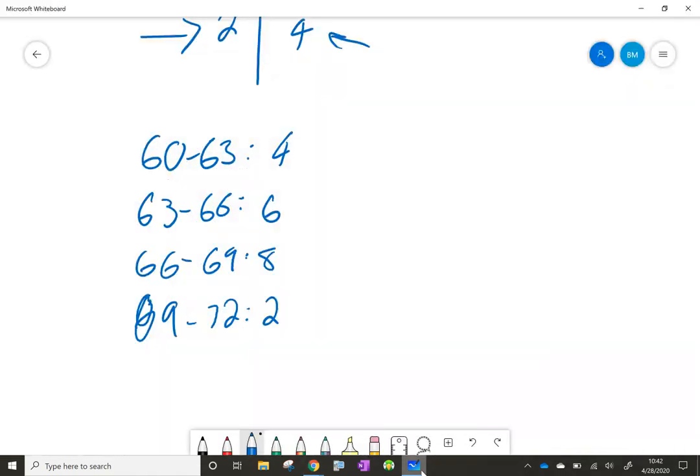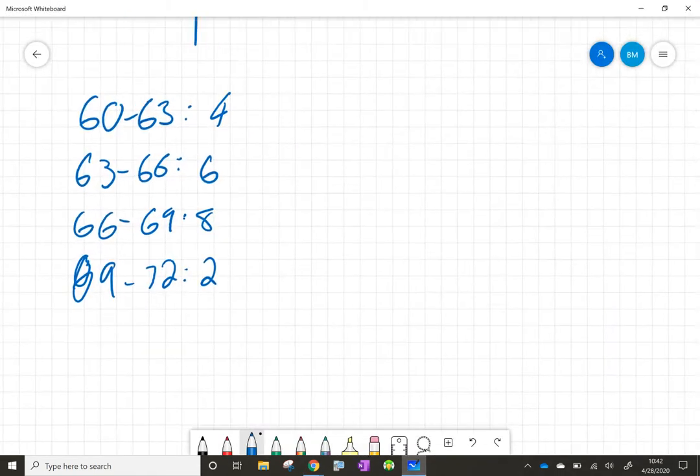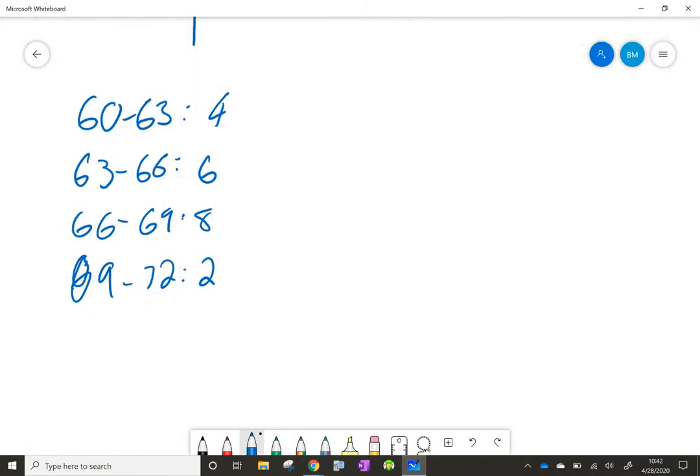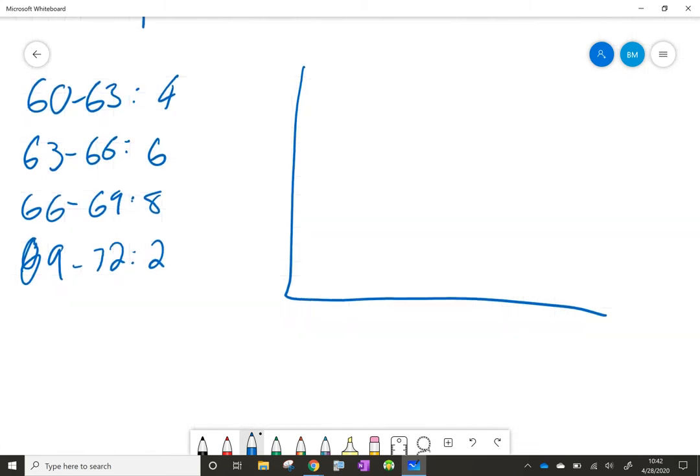So how a histogram looks is it's like a bar graph, right? But it's just a little different. So on the bottom of our histogram, our graph, will be our category ranges. So since we're going from 60 to 72, let's say we've got 60 here, 63 here, 66 here, 69 here, and 72 here.